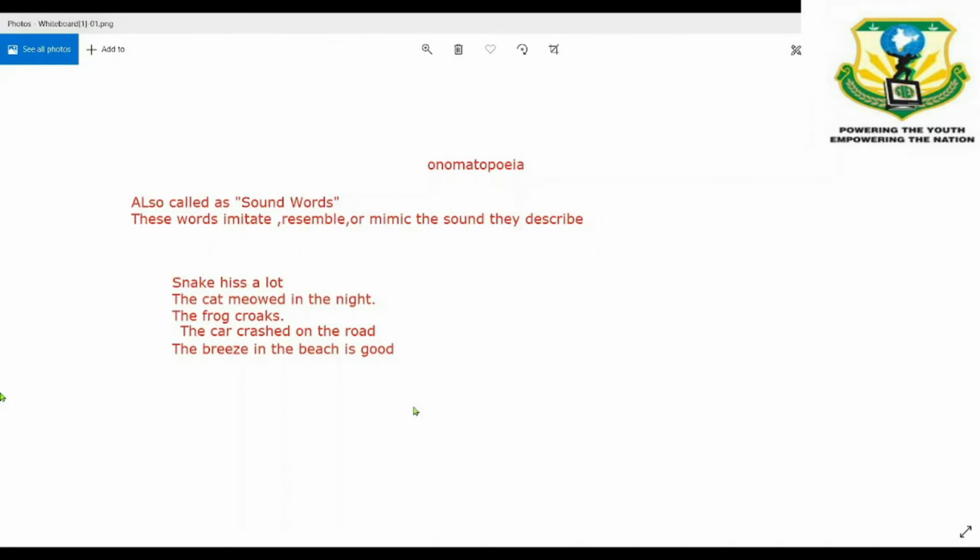The car crashed on the road. Here, crashed is the sound word. The breeze in the beach is good. Here, breeze is the sound of the wind.